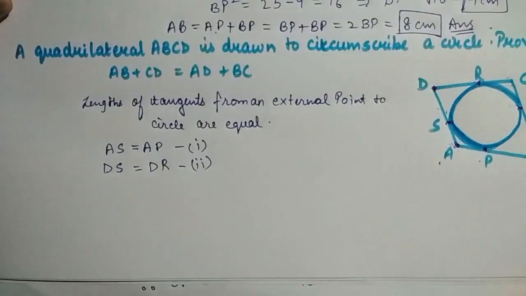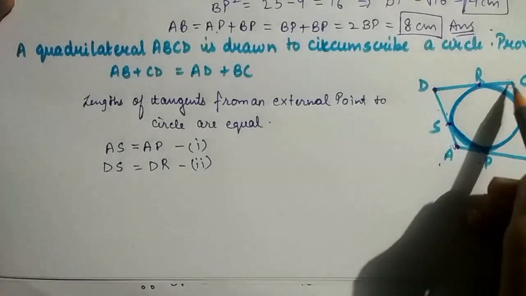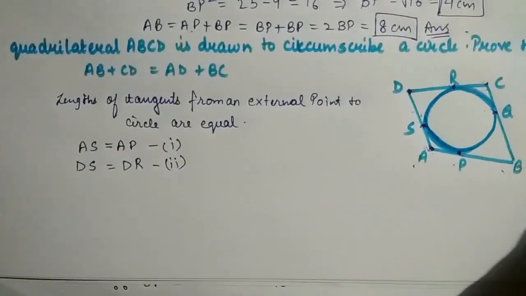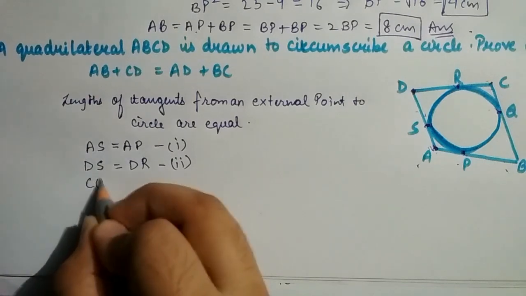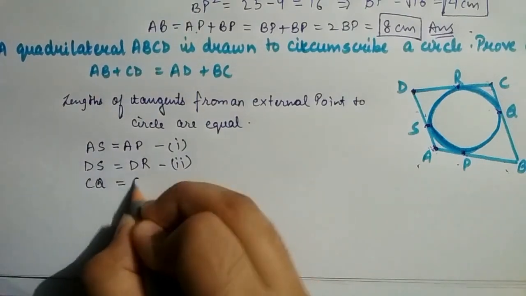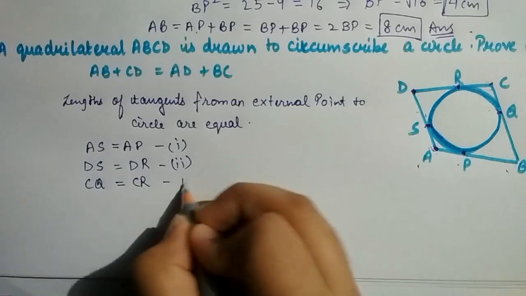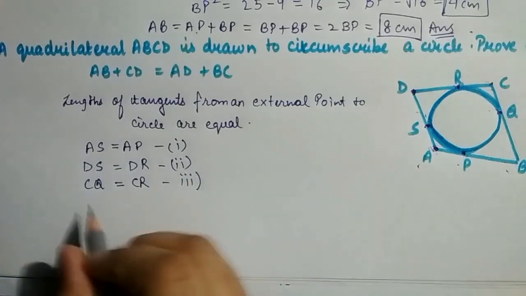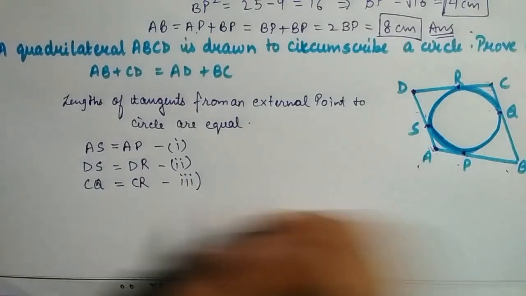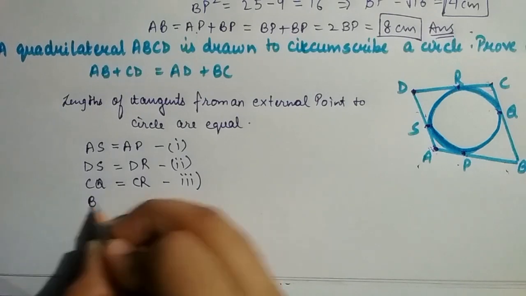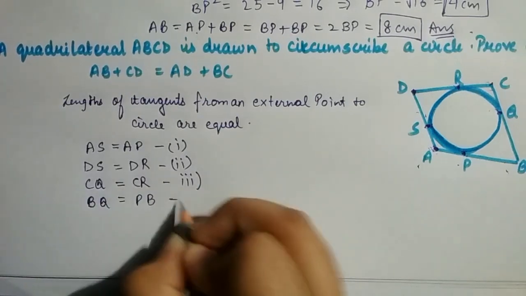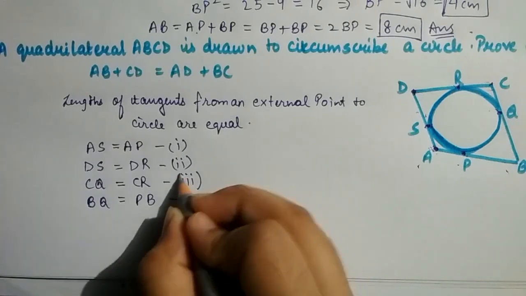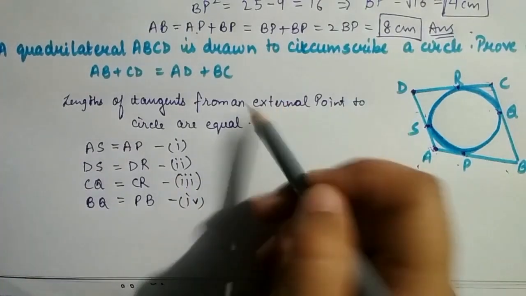And similarly C is an external point, so you will say that CQ is equal to CR. Okay, this is the third equation. And similarly B is an external point, so you will say BQ is equal to BP. So these are the four equations that you are getting from this theorem.